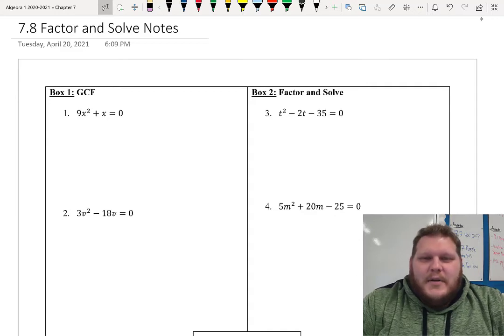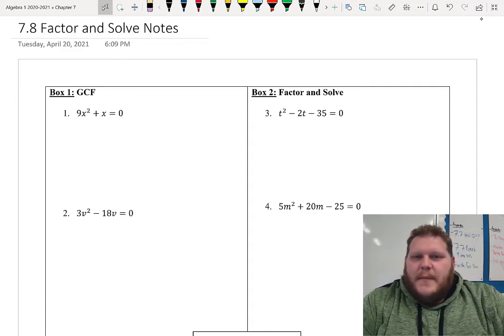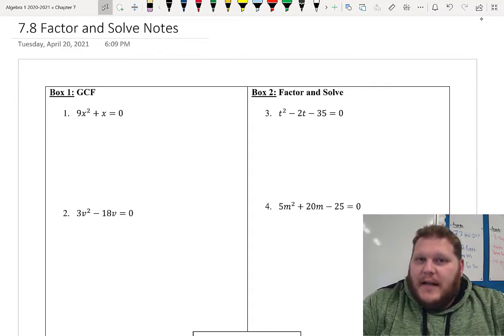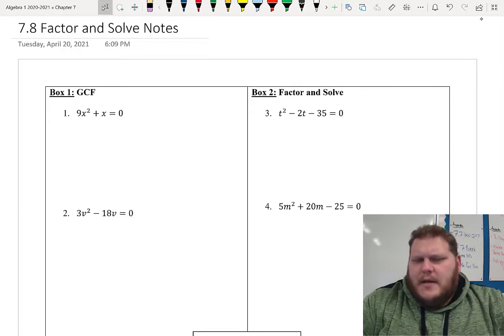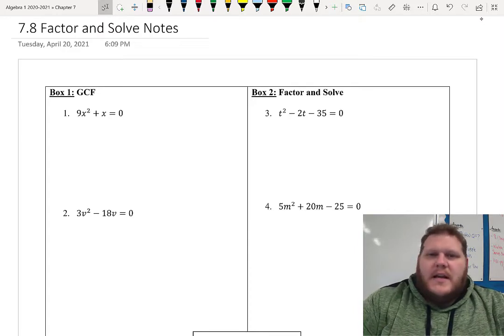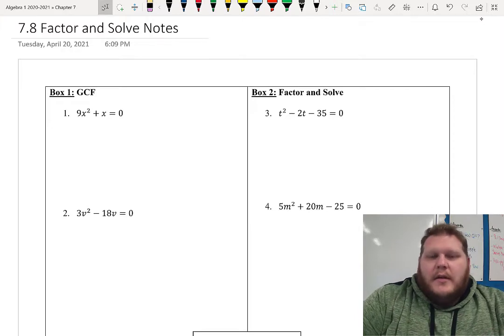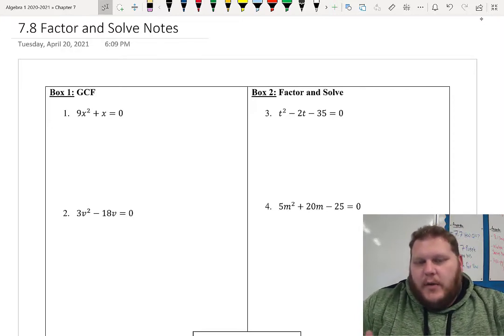Hey guys, today we are doing 7.8's notes, which is all about factor and solve. This is the very last section of chapter 7. It's also kind of a review section because all of this stuff we've already done before, we know how to do. It's just taking a day to make sure we reconnect with how we know how to factor, and that translates to how we know how to solve.